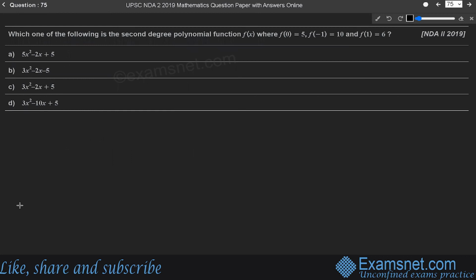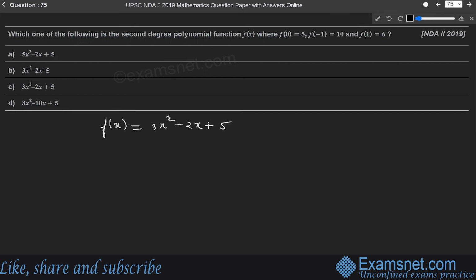Next question is, which one of the following is the second degree polynomial function f of x where f of 0 is equal to 5, f of minus 1 is equal to 10 and f of 1 is equal to 6. So here the correct function is f of x equals 3x square minus 2x plus 5.